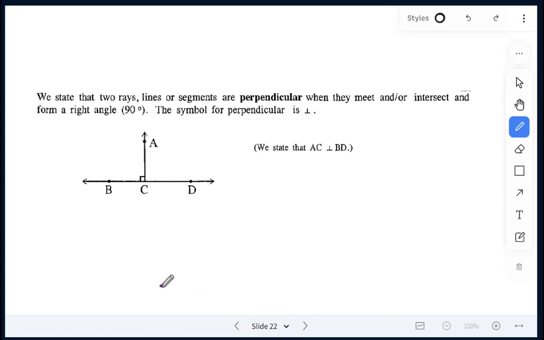A perpendicular line here. We covered parallel lines last class. Here we're looking at a perpendicular line. So two rays, lines, or segments are perpendicular when they meet or intersect, and they're forming a right angle, so a 90-degree angle. So therefore, we would say that AC is perpendicular to BD, and we use that symbol here to represent perpendicular. It just looks like an upside down T.